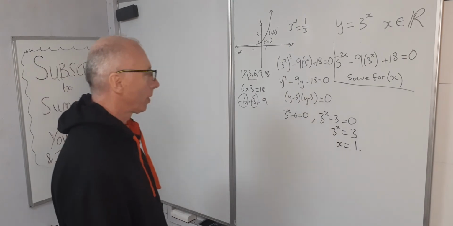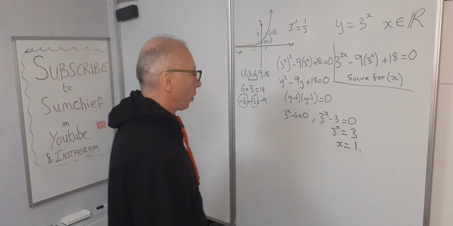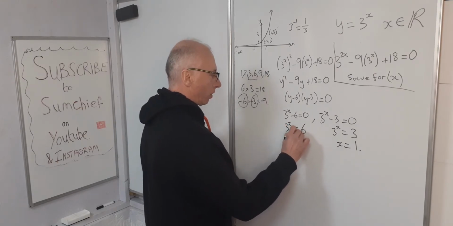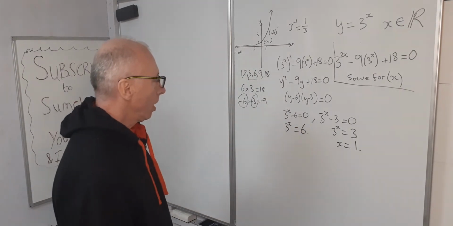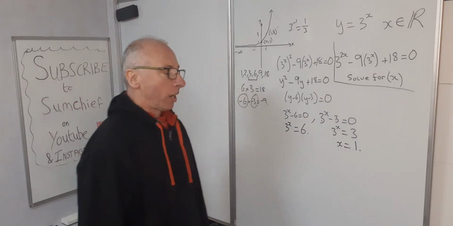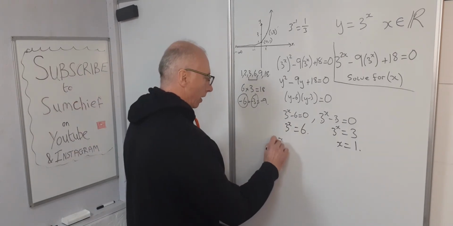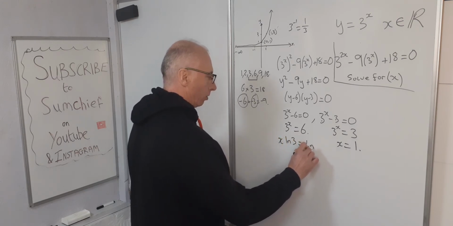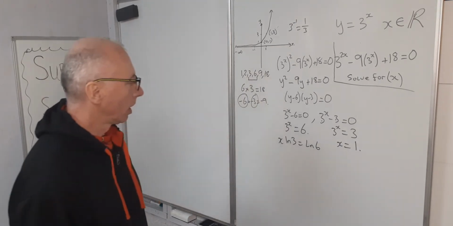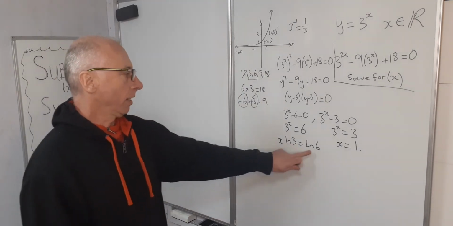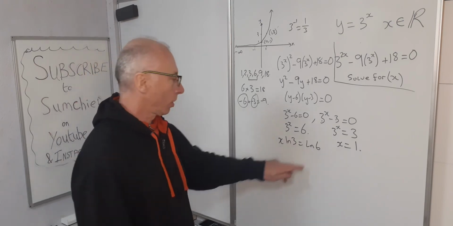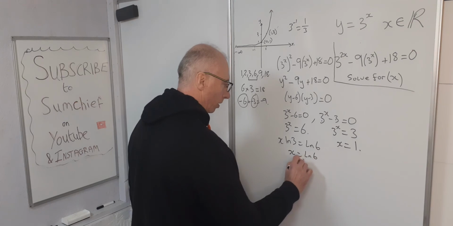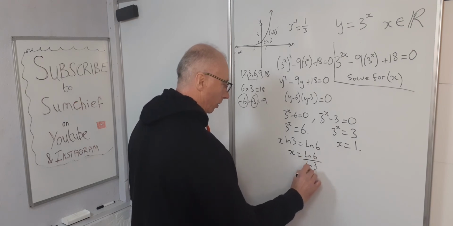That's pretty straightforward. This one looking a bit more tricky. Let's just play around with that one a bit. So 3 to the x equals 6. So if we take logs on both sides, natural log, we can say x natural log of 3 equals natural log of 6. Okay, right. That's helpful. Divide both sides by natural log of 3. We get x equals natural log of 6 over natural log of 3.